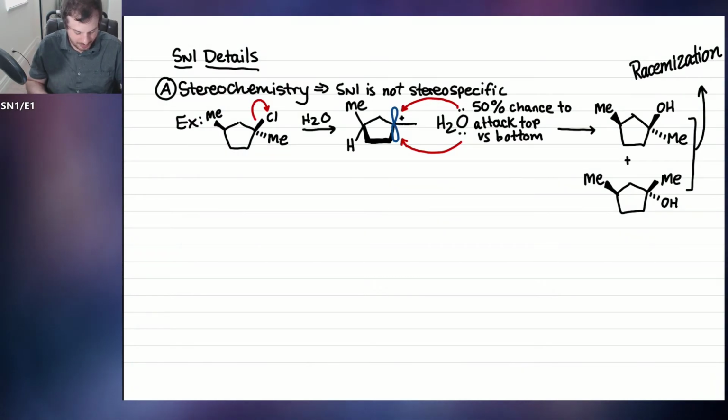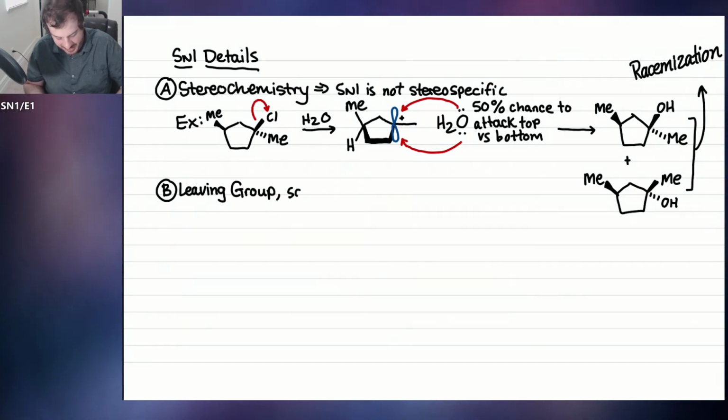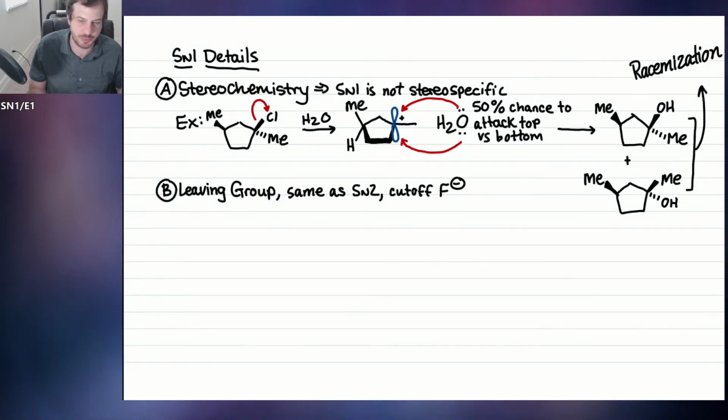B. Let's talk about the leaving group. The leaving group, same as SN2. Cutoff is F minus. So the same leaving groups that work in SN2 and E2 are the same for SN1. Specifically, iodine, bromine, chlorine, water, and sulfonate. Isn't that nice? We don't have to know anything special about the leaving groups in SN1. It's the exact same.